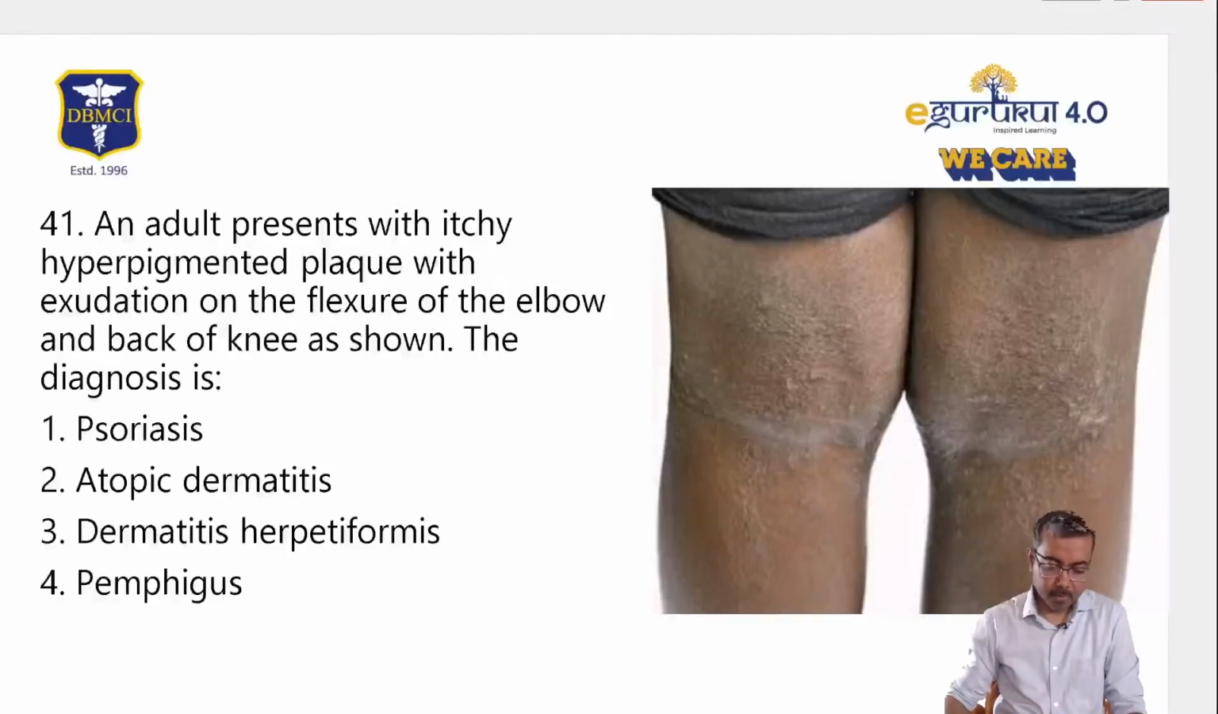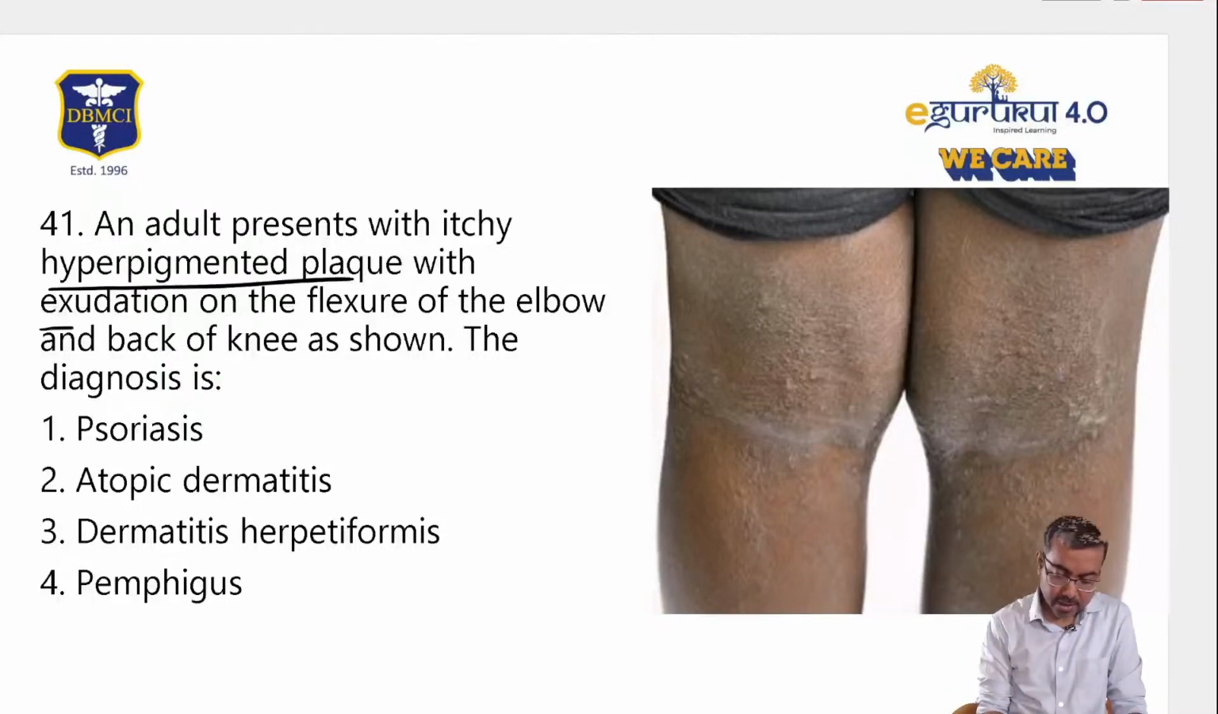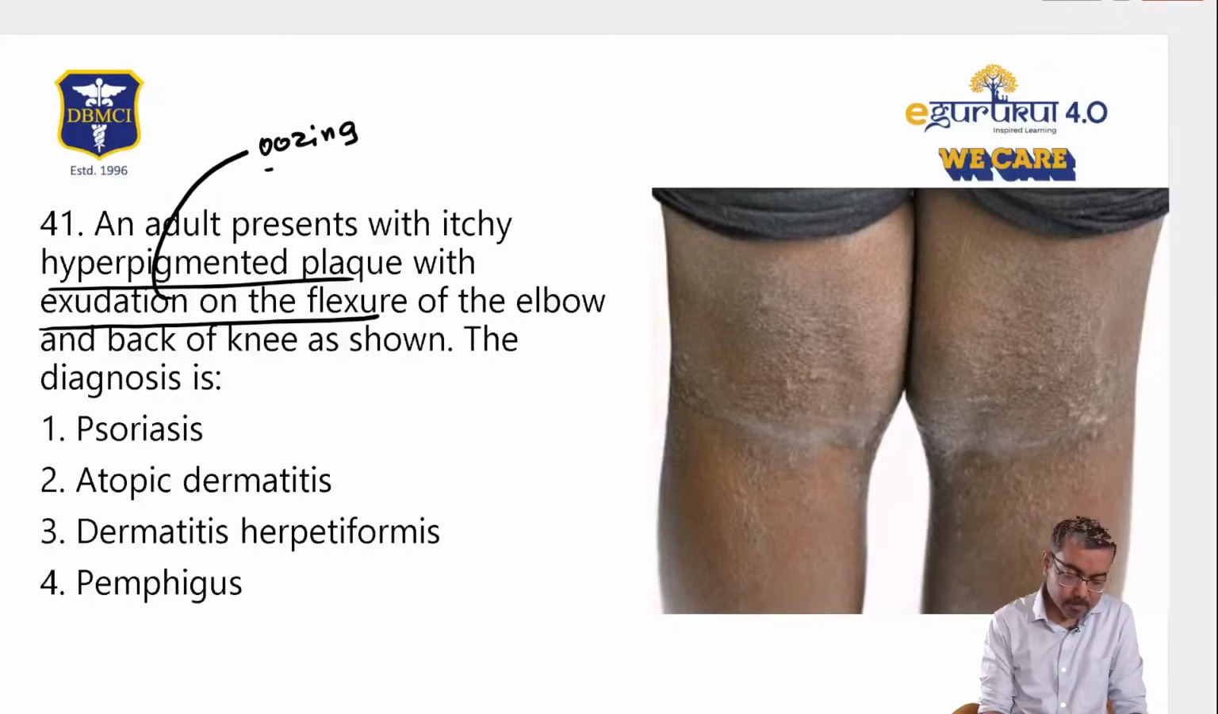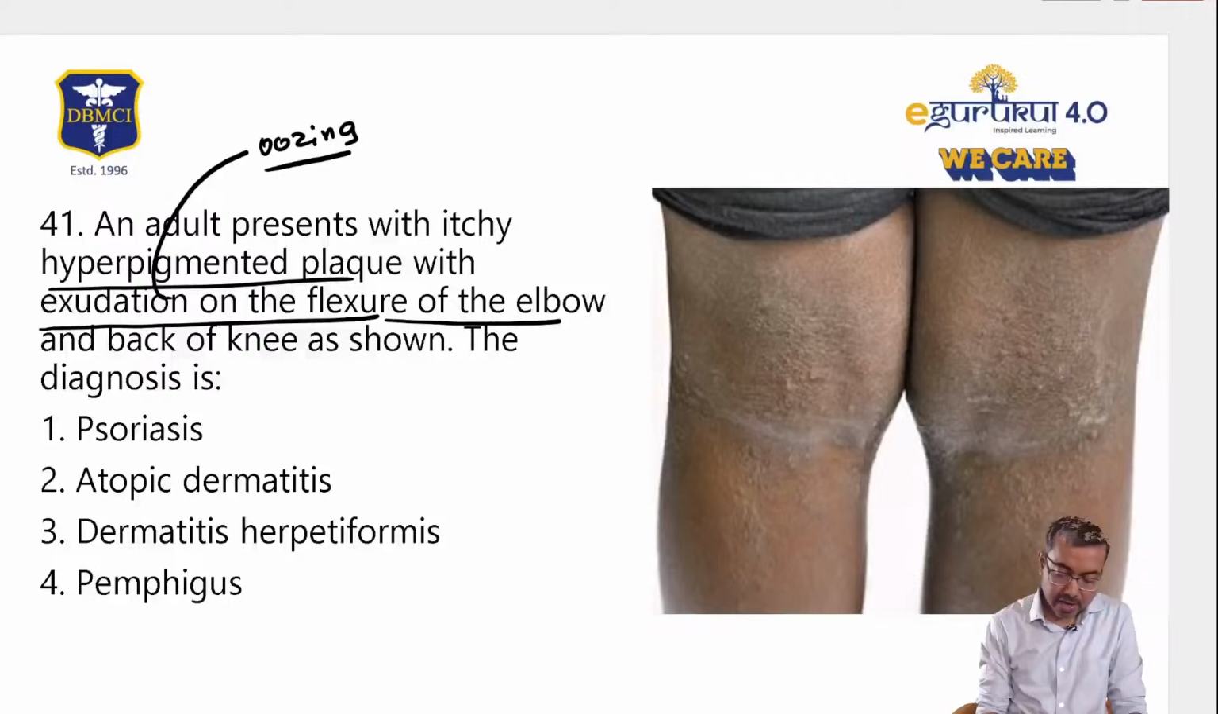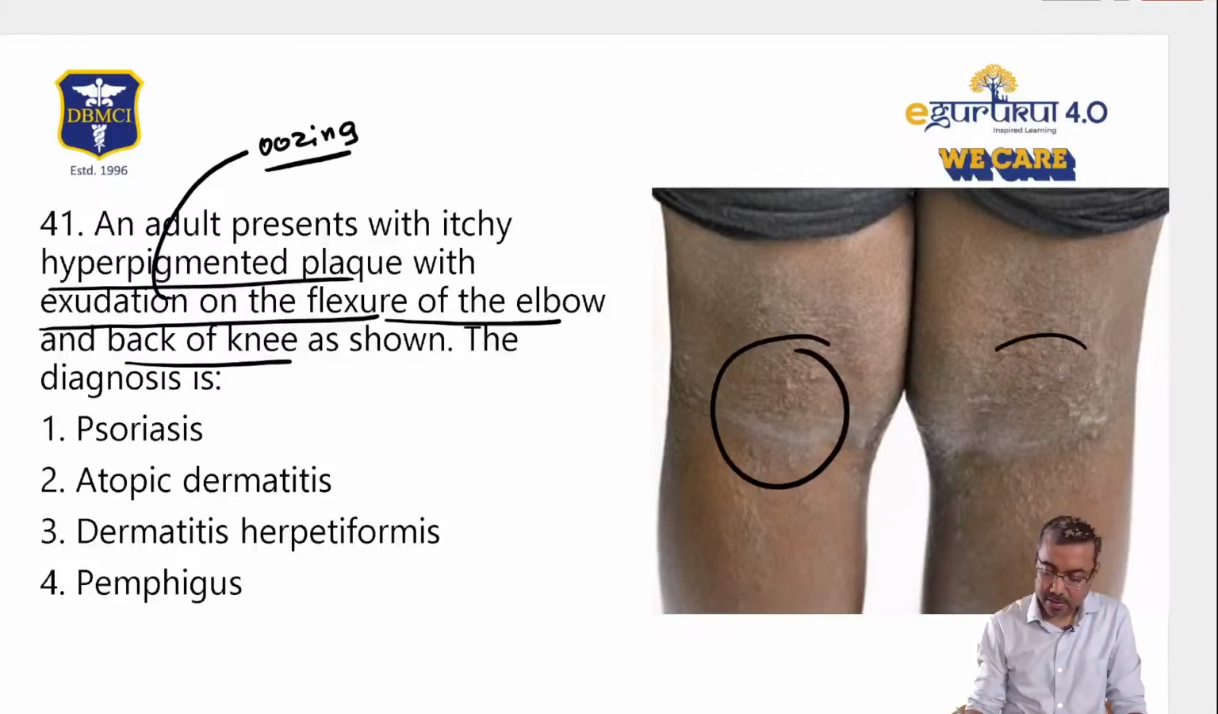Clear? Okay. So last 6 MCQs to go now. Adult presents with itchy hyperpigmented plaques with exudation. The word exudation means oozing. Flexure of the elbow and back of the knee. Can you see the back of the knee? Back of the knee, right?